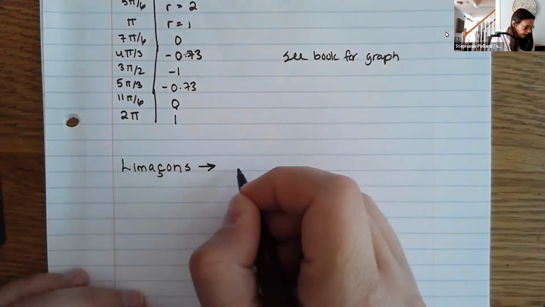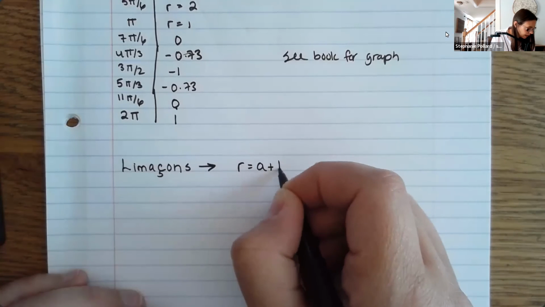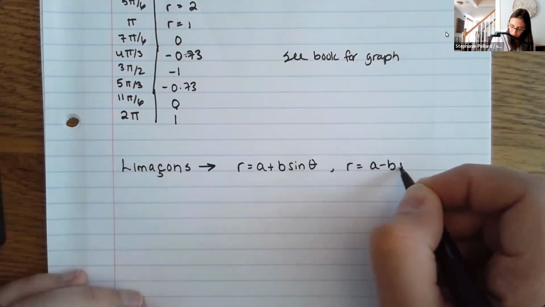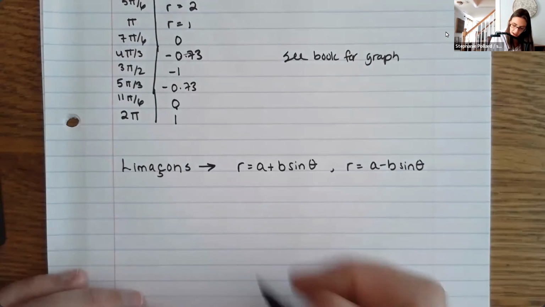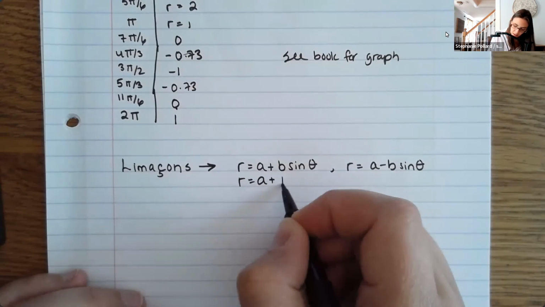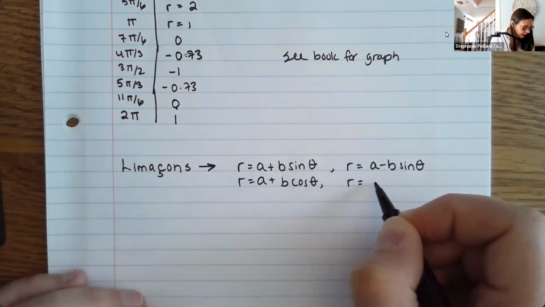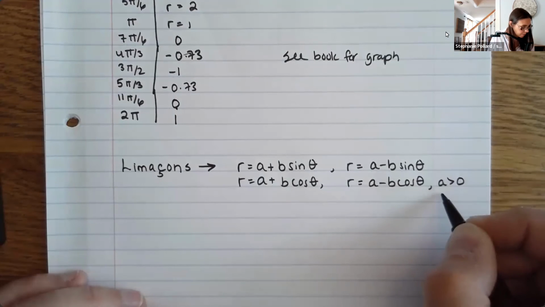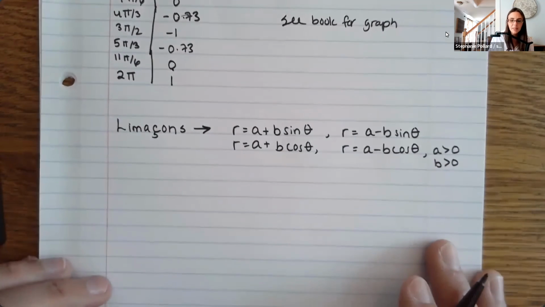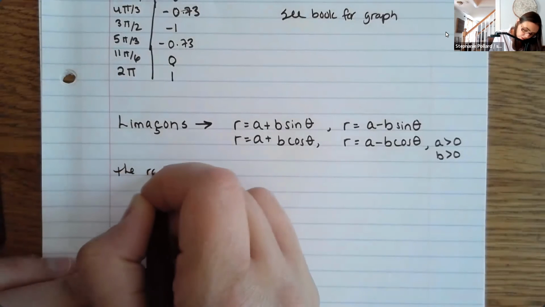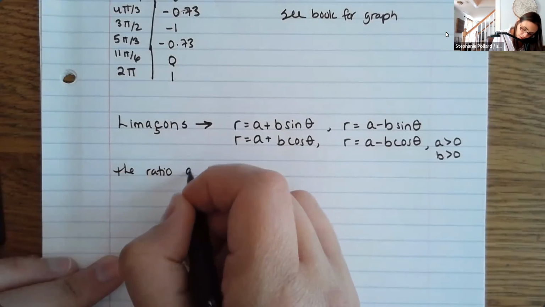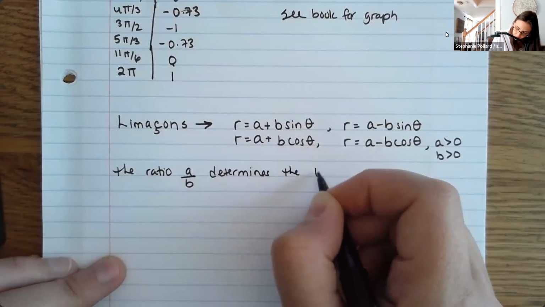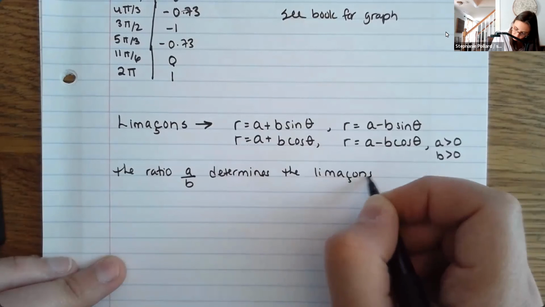So your equations could look like R equals A plus B sine theta. R equals A minus B sine theta. Or you could have R equals A plus B cosine theta. Or R equals A minus B cosine theta. And A is at least 0 and B is at least 0. And what happens is, the ratio A over B is actually what determines the limacon's shape.